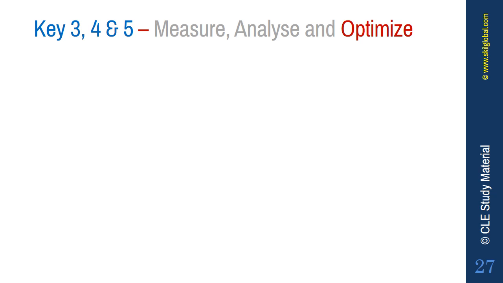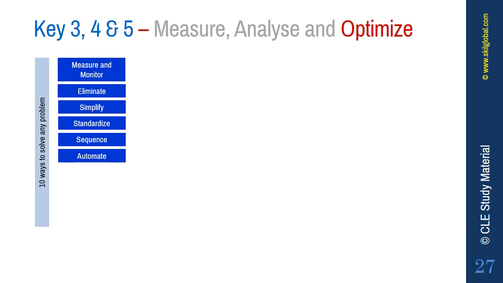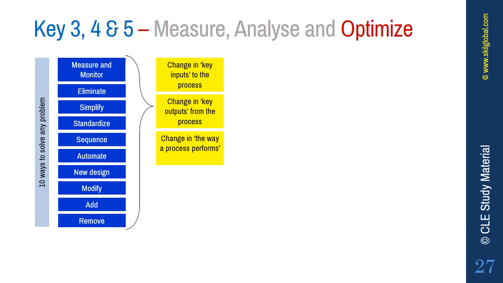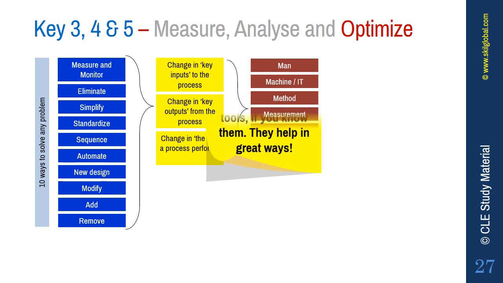There are 10 ways to fix any problem from our experience. Measure and monitor key measures. Eliminate non-value added time. Simplify the process. Standardize the process. Correct the sequence of doing things. Automate if required. How about new process design? Modify the process steps. Add new process steps. Remove process steps. Look for change in inputs, outputs, and process itself. You could impact man, machine, method, measurement, material, and environment. Use Lean tools, if you know them.